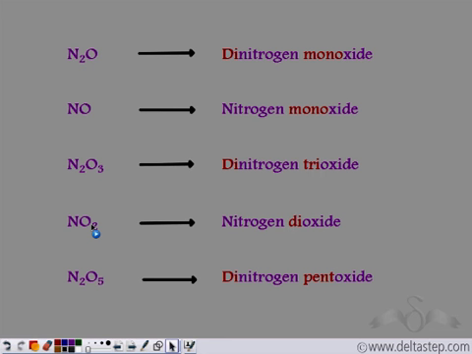So whenever we have two non-metals, the first non-metal is named as it is, that is, the name remains the same. We use the prefixes di, tri, penta, tetra, and so on, denoting the number of atoms. The second non-metal has the suffix "ide" added to it, and at the same time we use the same prefixes, denoting the number of atoms present.